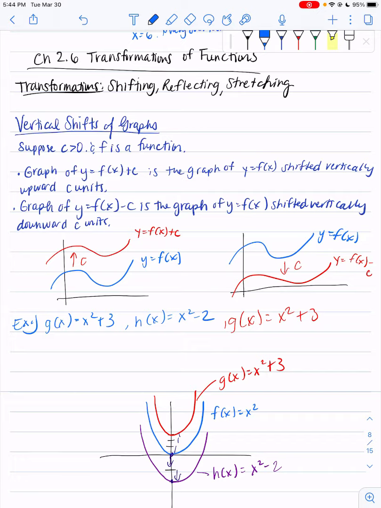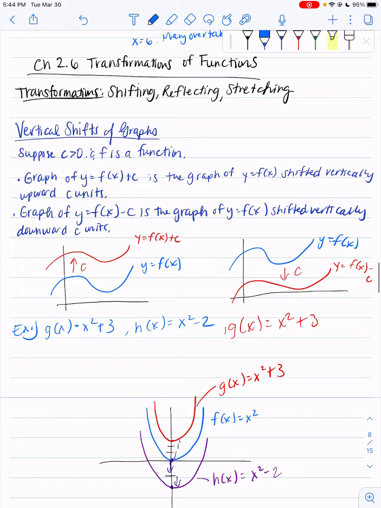Hi everyone, so we're going to be going over chapter 2.6, which is transformations of functions. This section is going to be very foundational in the sense that it does pop up later on in the course, just transforming different functions like exponential functions and logarithmic functions that we'll learn about later. So it's just a good skill and important material to know from this section.